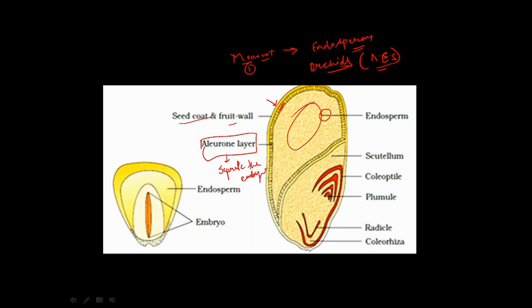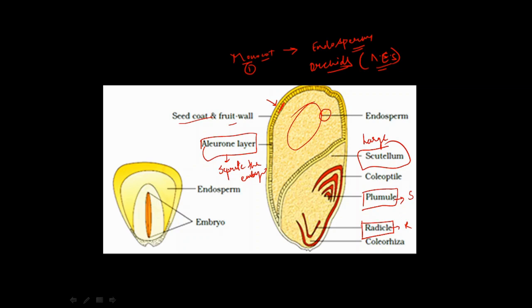Then the embryo, as you can see, is very small. This is a very small part, situated in a groove at one end of the endosperm. It consists of one large, shield-shaped cotyledon, the scutellum, and a short axis, as you can see, the plumule and the radicle. As I already told you, the plumule gives rise to the stem, while the radicle in future gives rise to the root.